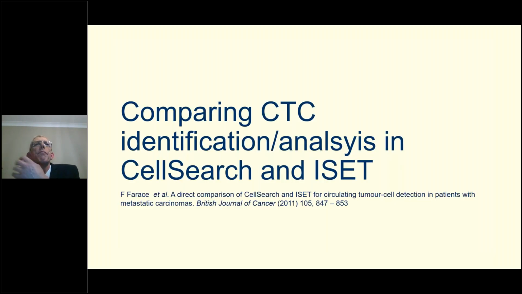So looking at a comparison of CTCs between CellSearch and ISET, there's a rather nice publication that looks at a direct comparison of CellSearch and ISET, published a good number of years ago by Farace in the British Journal of Cancer. It compares CellSearch against a number of histologically different types of cancer, including breast, prostate, and lung cancer.